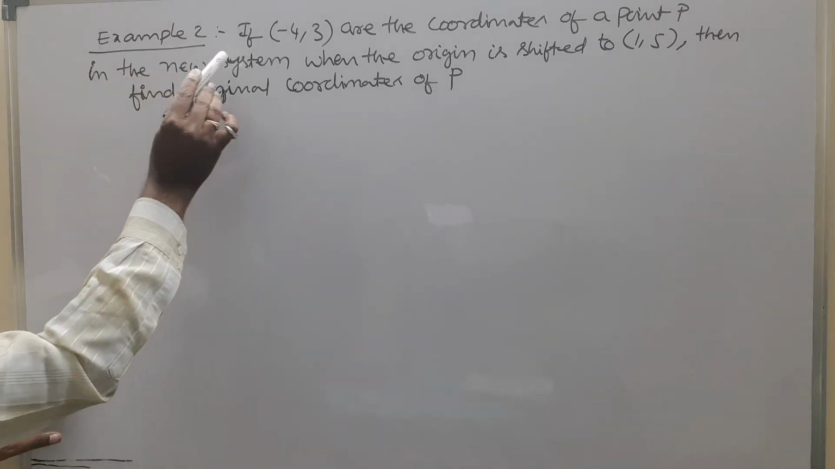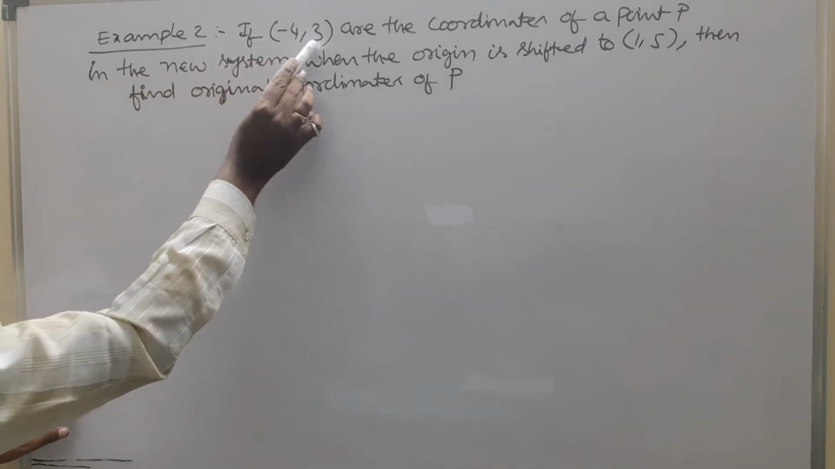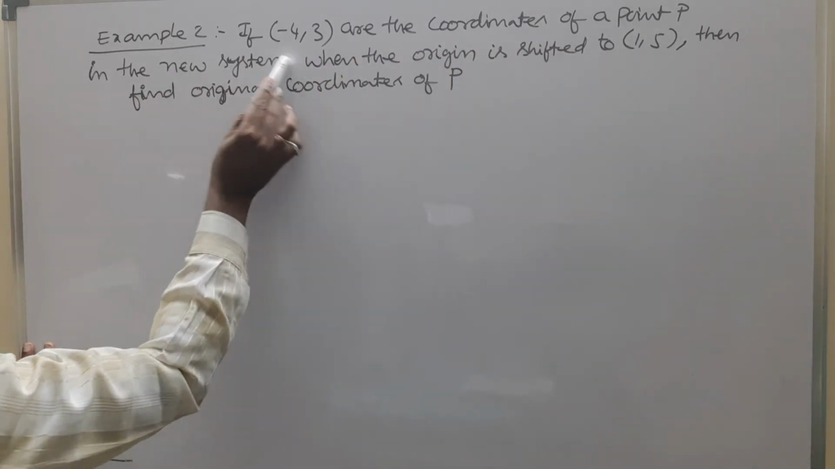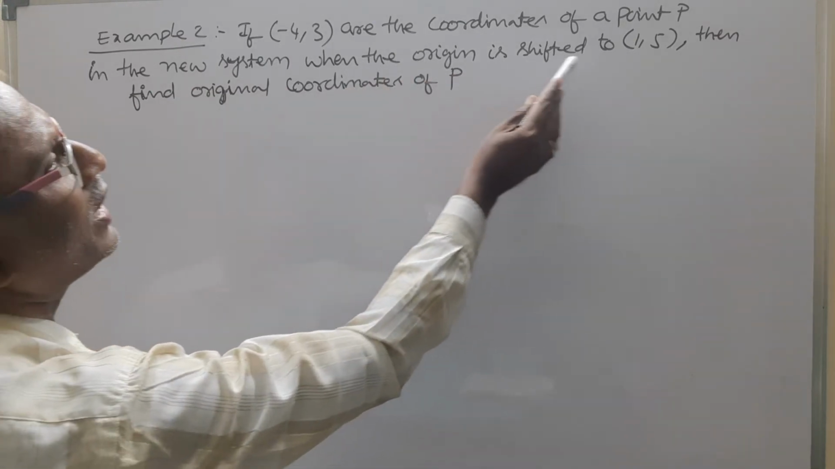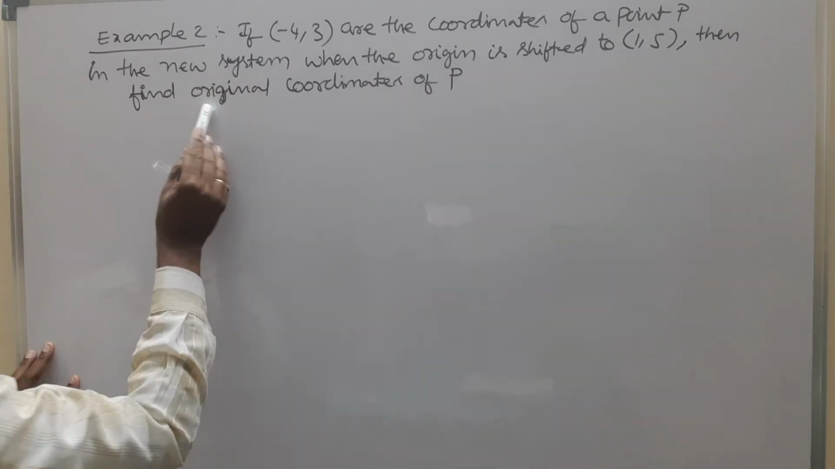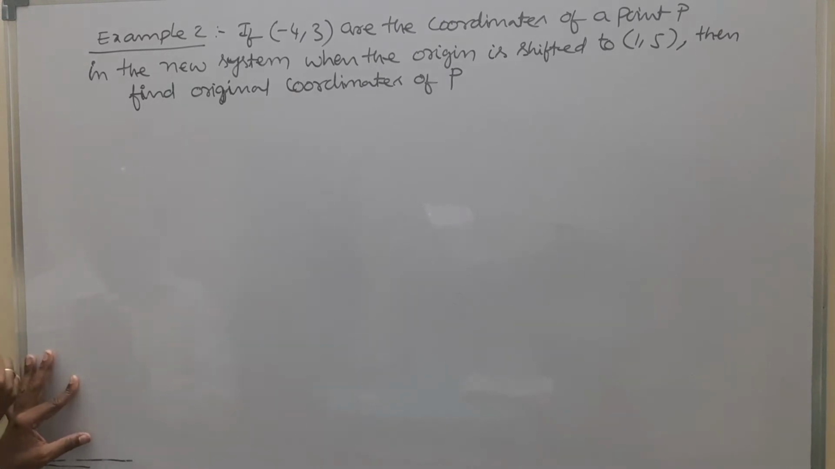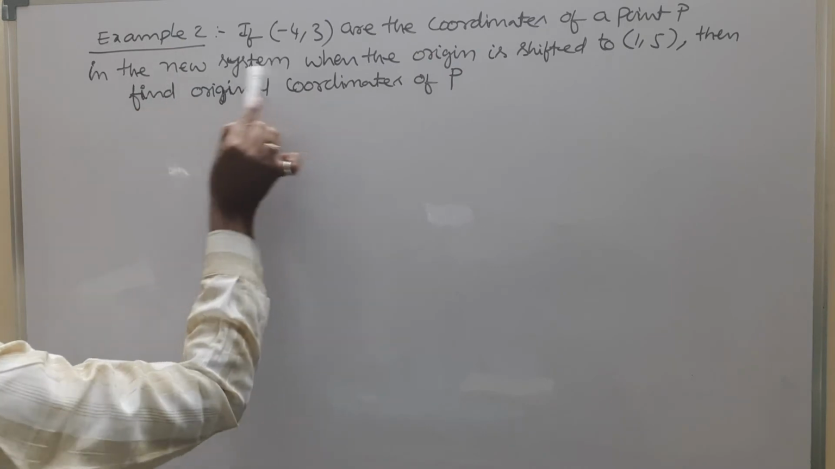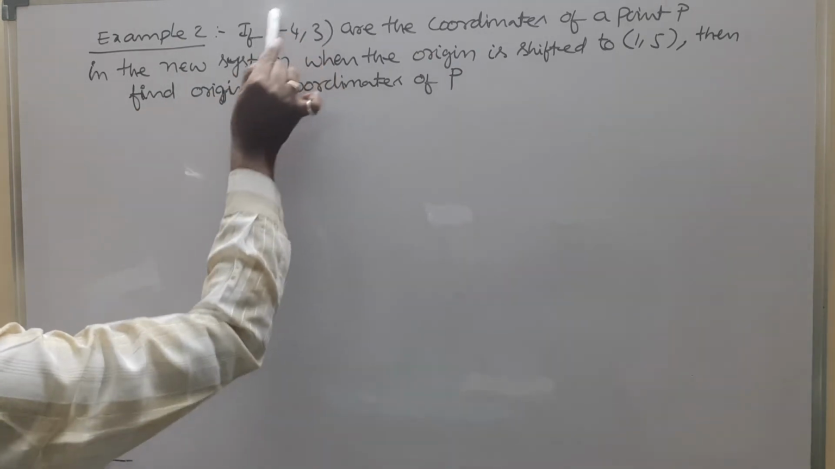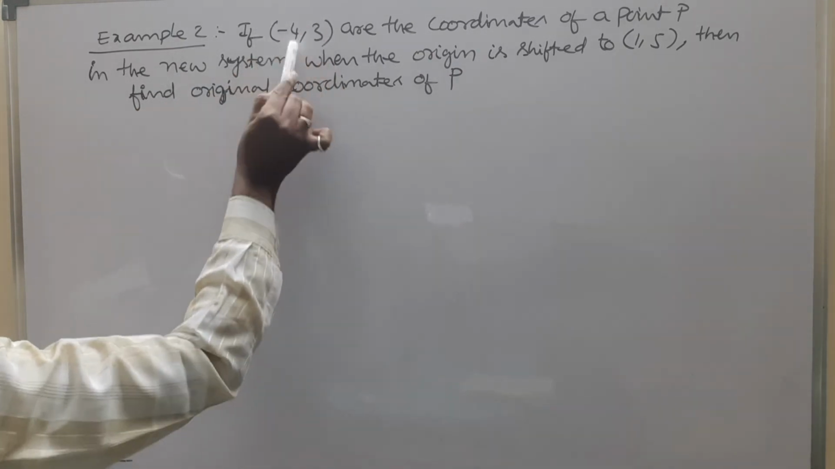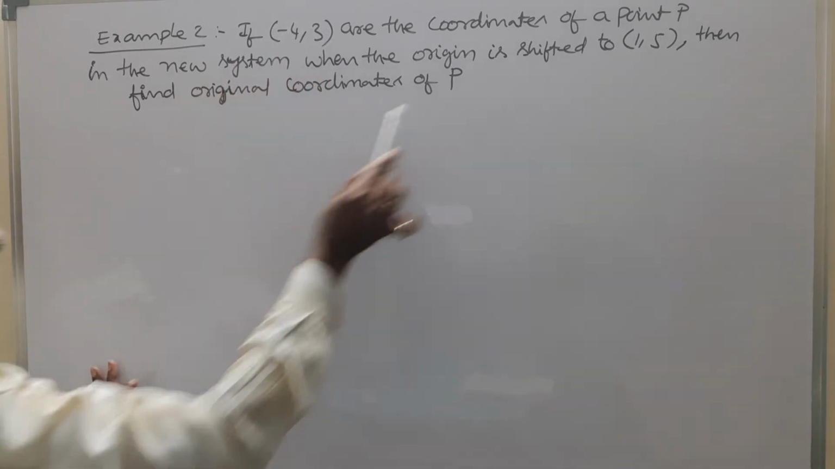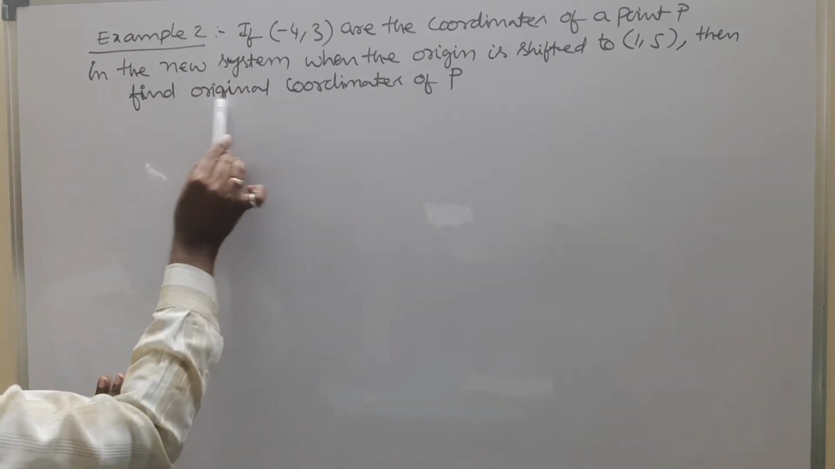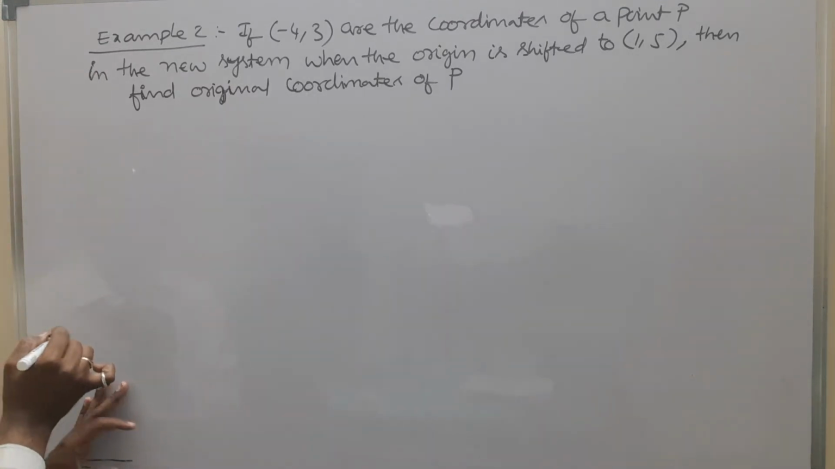Example 2. If (-4, 3) are the coordinates of a point P in the new system, when the origin is shifted to (1, 5), then find the original coordinates of P. In this question, the coordinates of point P in the new system are given: (-4, 3), the new coordinates of P, (X, Y). This is the origin shifted point, (h, k) = (1, 5). We need to find the original coordinates of P, (x, y).